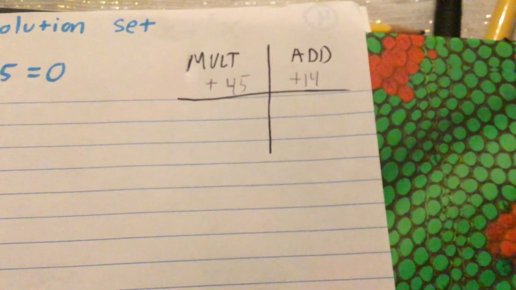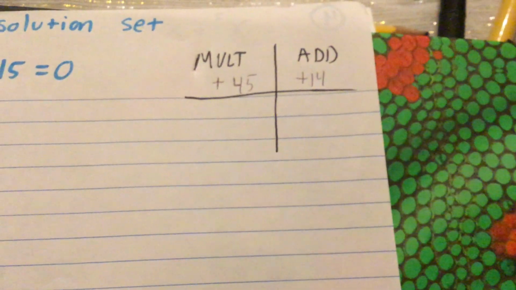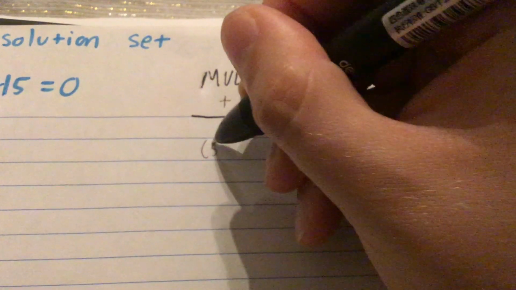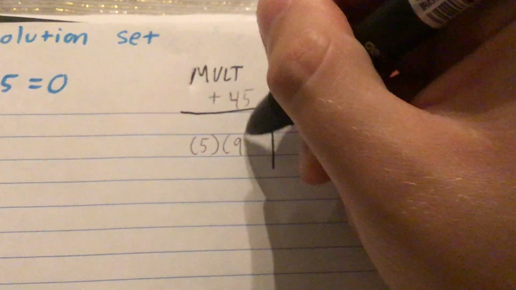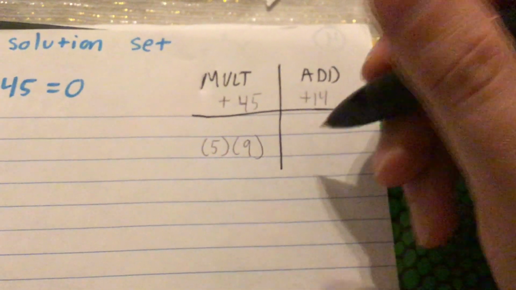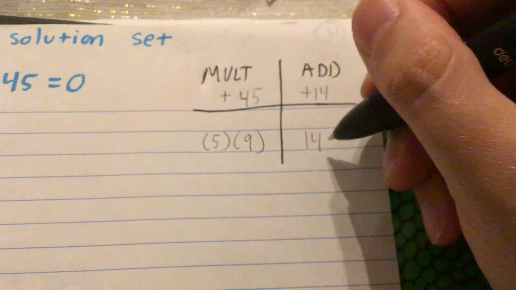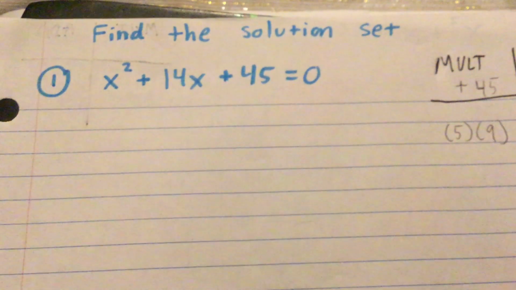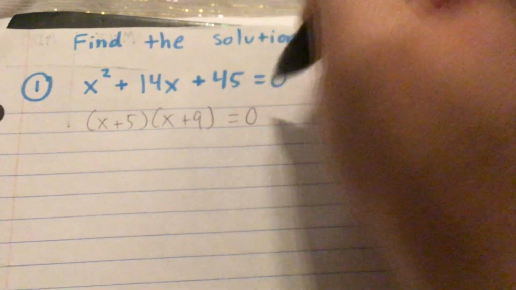Okay, if you figured this out on your own, awesome. But you would have known that the combination is 5 times 9. 5 times 9 is 45. 5 plus 9 is 14. So that's the winning team. And remember, since a is equal to 1, we don't have to split the middle term. We can jump right into this: x plus 5 times x plus 9 is equal to 0.